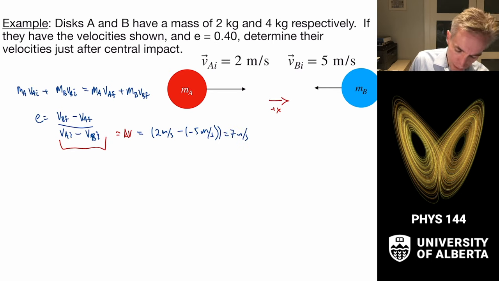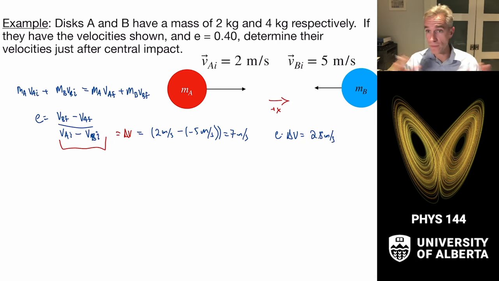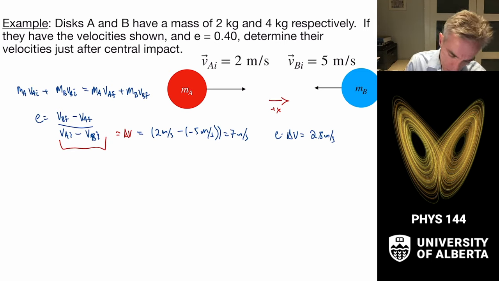And if we look at epsilon E, E times delta V is just going to be 2.8 meters per second. So no matter what, they're going to be drifting apart at 2.8 meters per second, because E is equal to 0.4 as given in the problem. Well, let's go ahead and use this expression. E times delta V is equal to VB final minus VA final, and I'm going to multiply this whole expression through by MA.